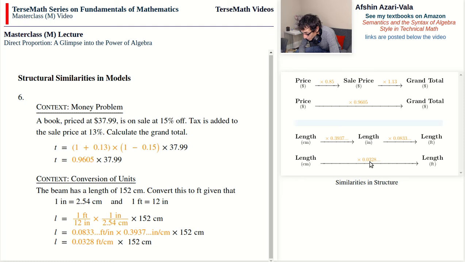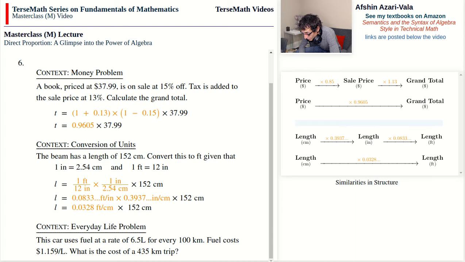And what this does is that it bypasses the need to convert to inches. It goes now straight from centimeters to feet. You can see that from the equation as well. You start with centimeters, multiply by 0.0328 feet per centimeter, and you find the length in feet.